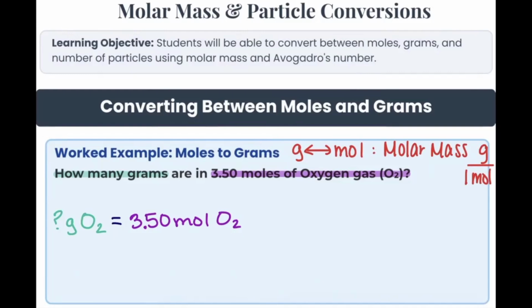But first, I urge you to not fall for the diatomic trap. Remember, oxygen gas is O2. So the atomic mass of O is about 15.999. Times 2 atoms, we get a molar mass of 31.998 grams per mole.